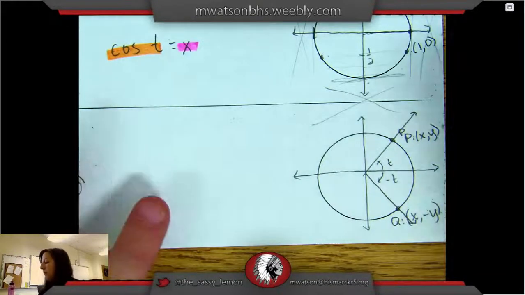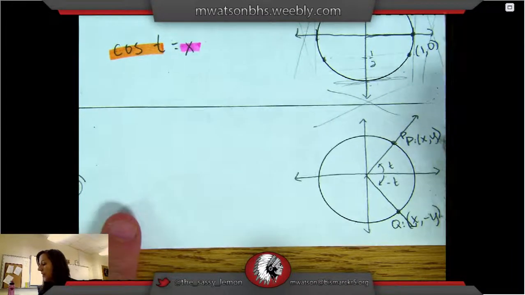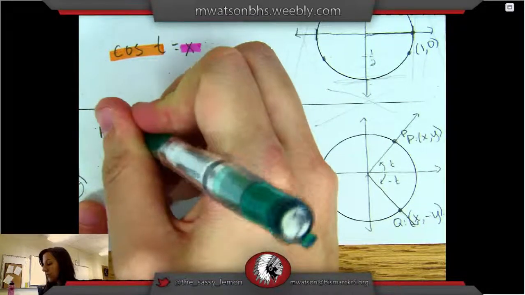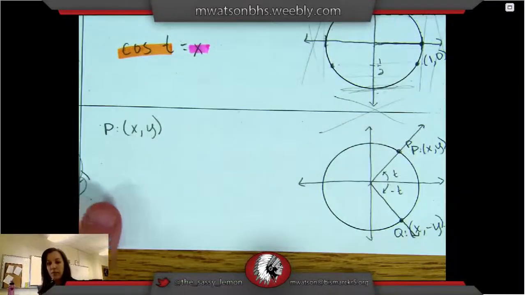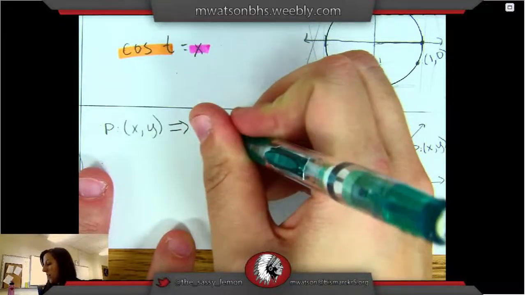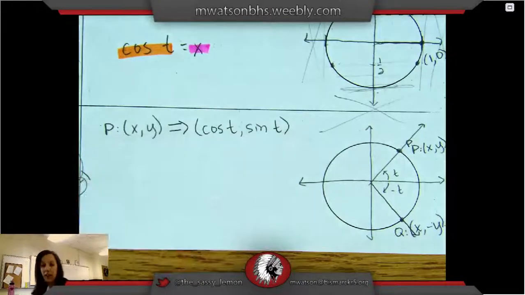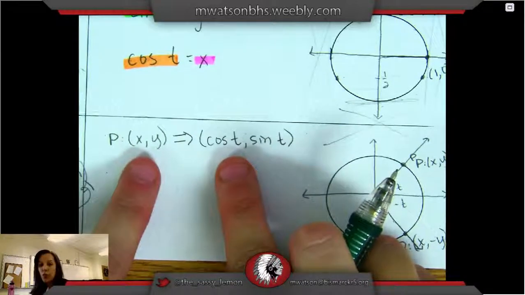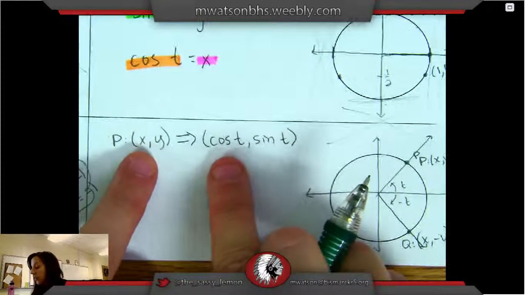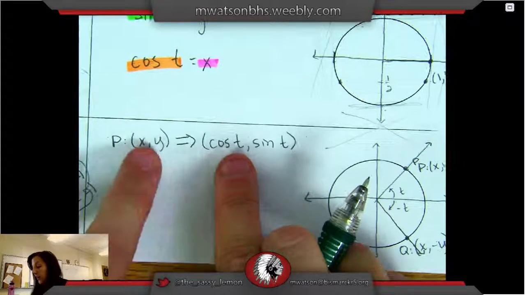So, since we know this coordinate is x and y, then we could say that this coordinate could also be called, write this over here, cosine of t, sine of t. Now let that sink in for a second. The reason why this is true is the same reason this up here was true. Since x and cosine of t are equal, that means they're the same thing. So when we write our coordinate, we can write it like this, or we could write it like this.